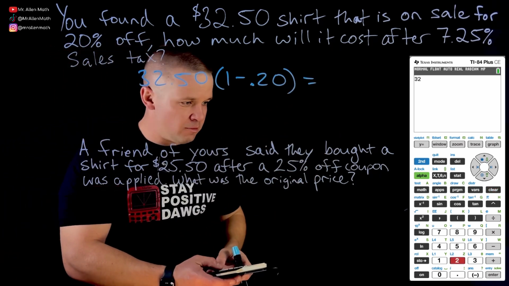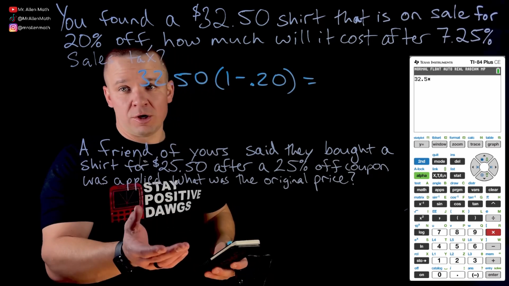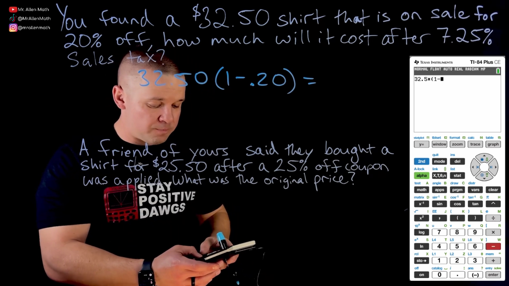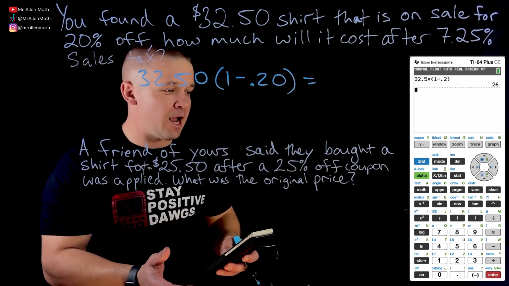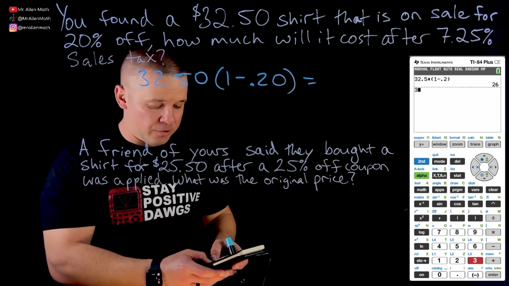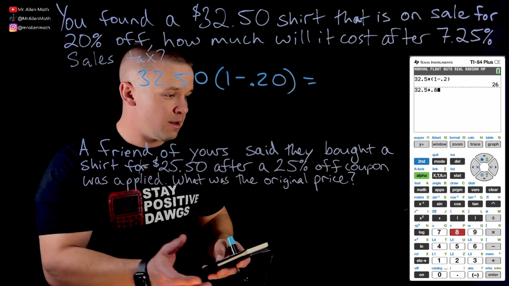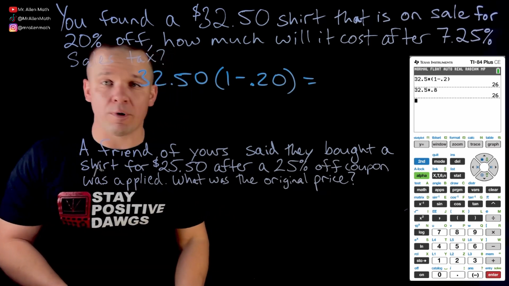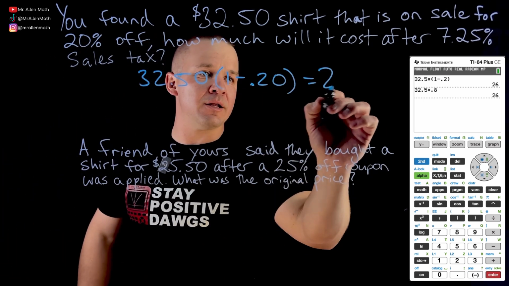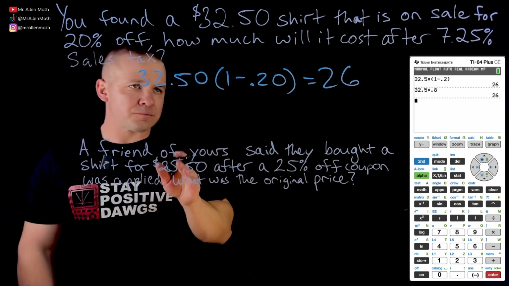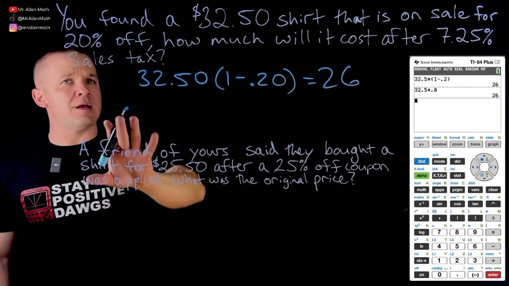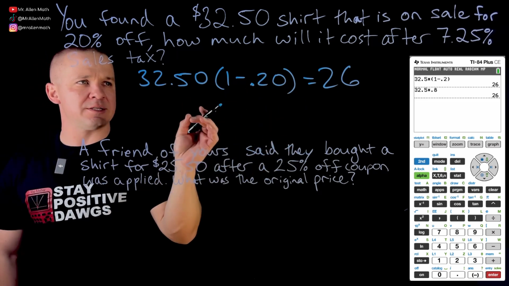So we got $32.50 times, you can either do 1 minus 0.2, or if you know that's like 0.8, totally fine. Okay, so you can multiply by 0.8. You're going to get the same thing either way, $32.50 times 0.8. There we go, 26 bucks either way, right? So if you want to do a little in your head, that's totally fine. If you're like, I'm going to throw it all in the calculator, there you go. All right. So we got $32.50, 20% off is $26.